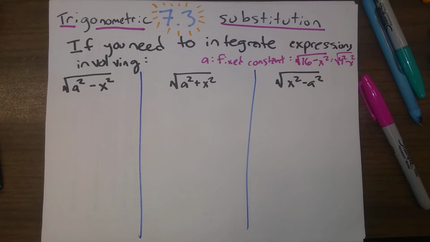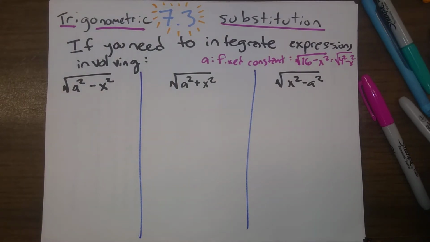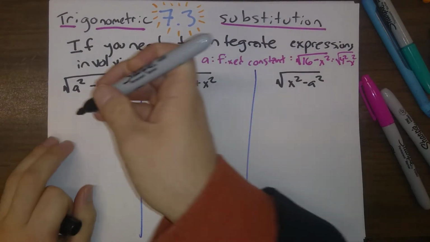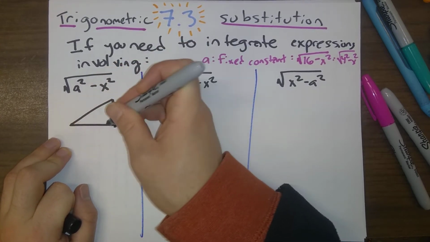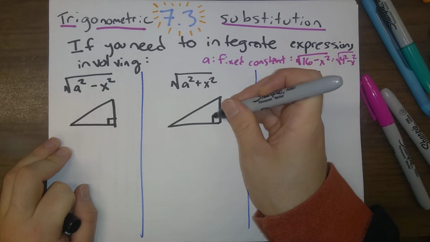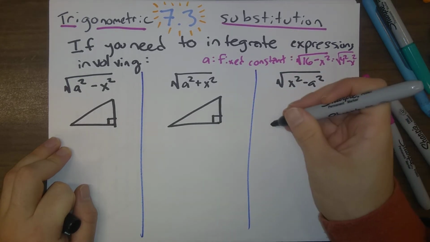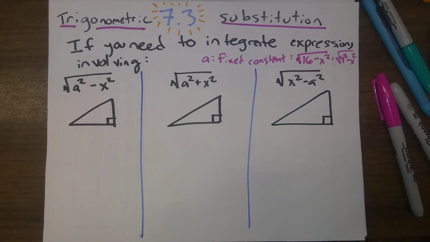So what I want to do right now is go over the substitutions that you'd make in each of these cases. And in each one, we are going to resort to drawing. Think back to when we worked with trig functions and inverse trig functions. It's usually important for us to draw these right triangles that help us quickly figure out what's going on. So what do I mean by that?